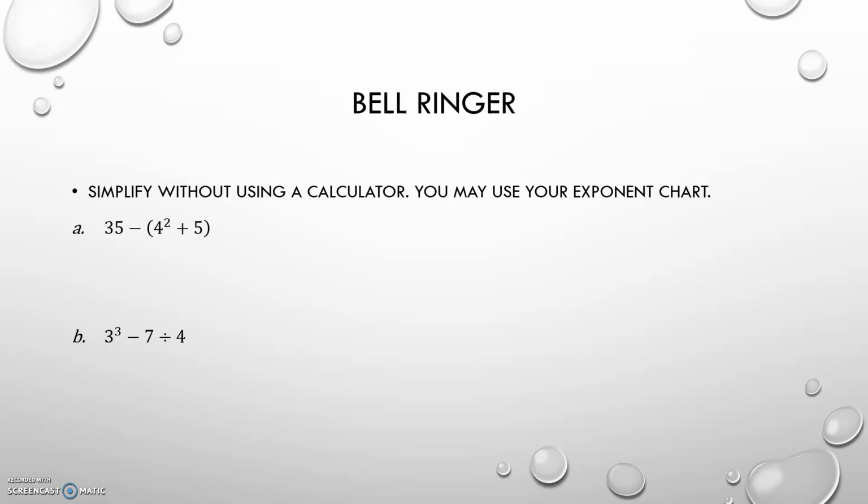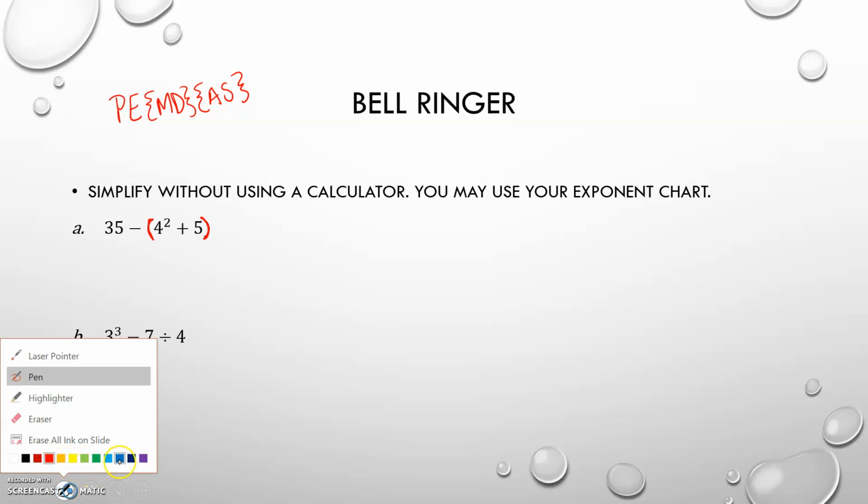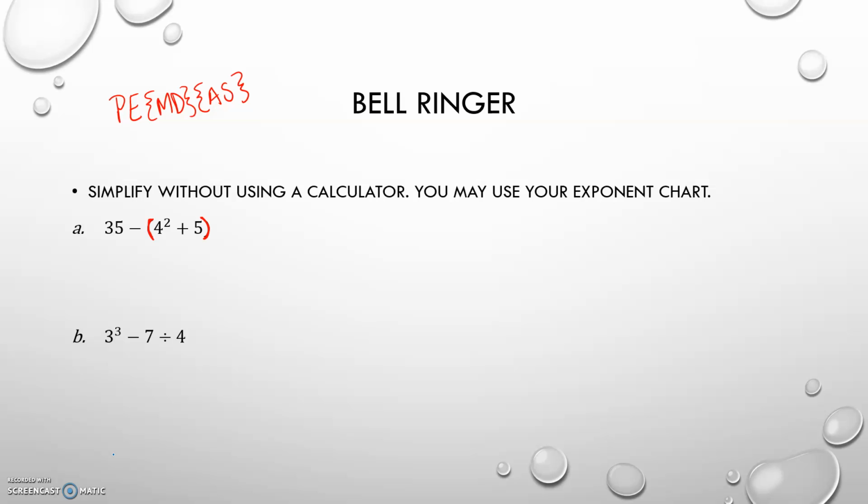All right, so for the first one, remember we're using order of operations, so PEMDAS. So I'm going to look at simplifying my parentheses first. And so I've got a set of parentheses right here, and I need to simplify what's in there. And it's kind of like I'm going to apply the order of operations again within the parentheses. I'm going to say, what do I do first? Do I do 4 squared first, or do I do 4 plus 5 first? I'm going to take care of this 4 squared.